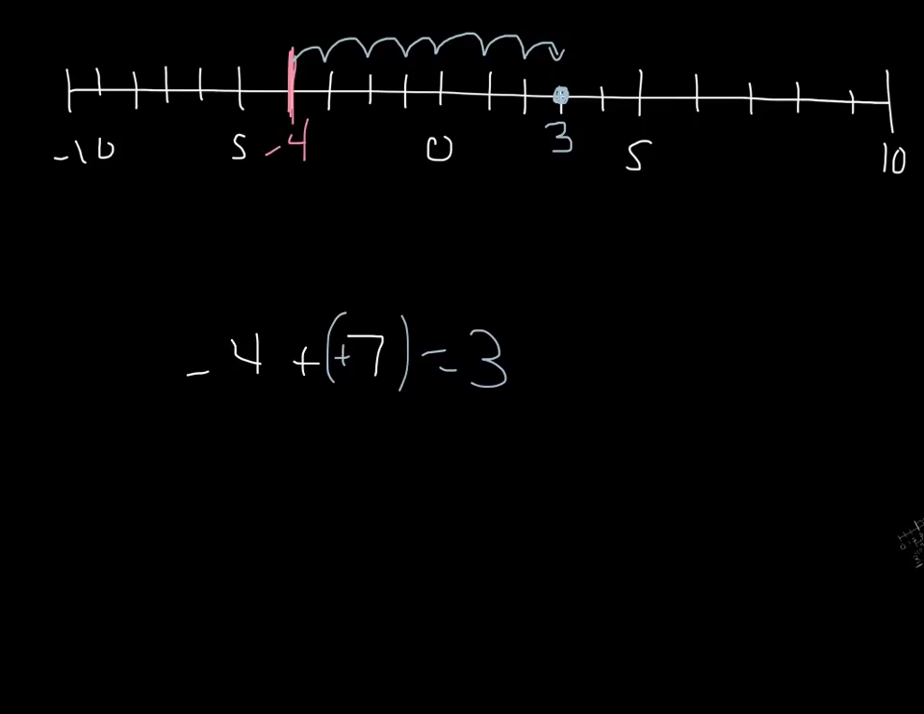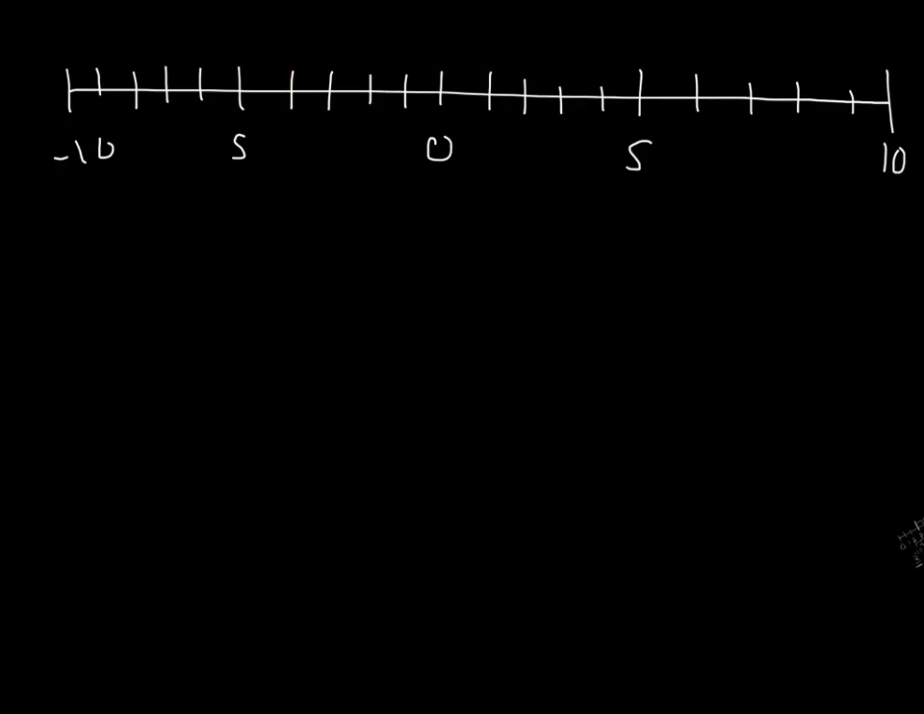Now let's try something that gives us a negative answer. Our next problem is going to be negative 6 plus 2. And we know that negative 6 plus 2 is going to be the same thing as negative 6 plus positive 2. And so go ahead, put your number line, write down our problem, and calculate what you think negative 6 plus 2 would be.